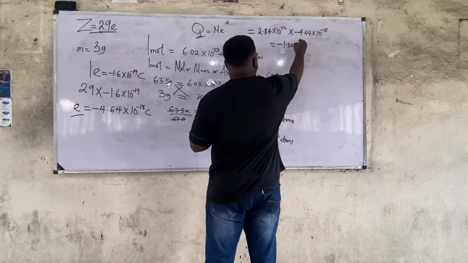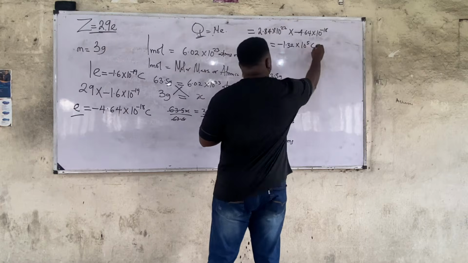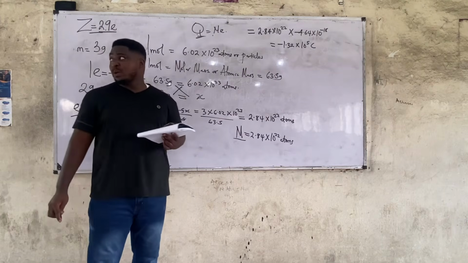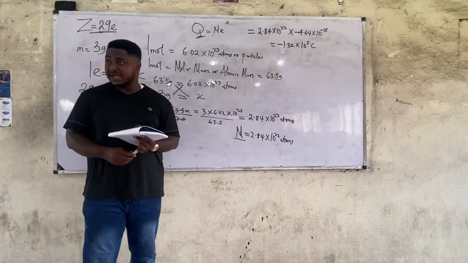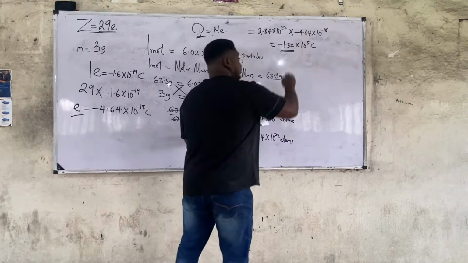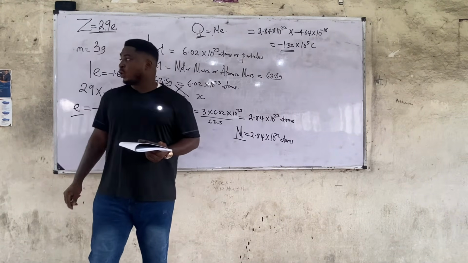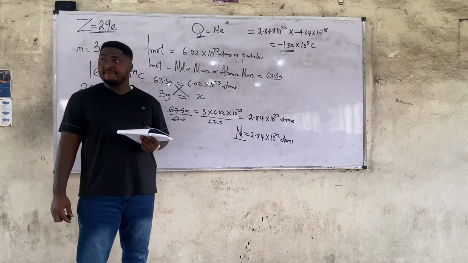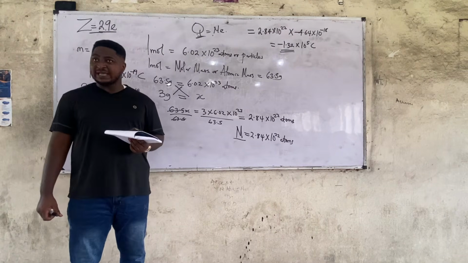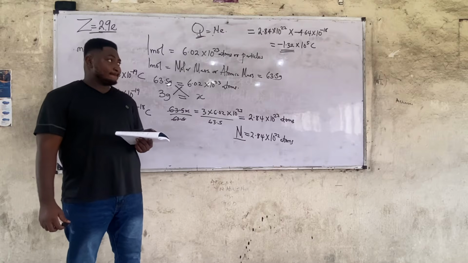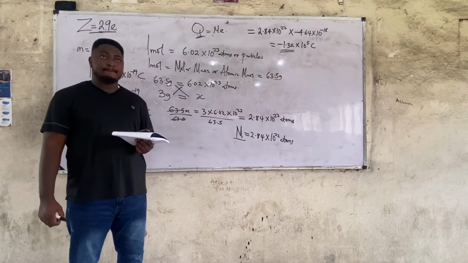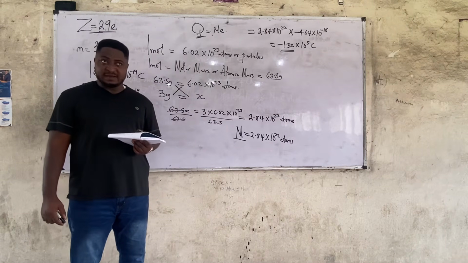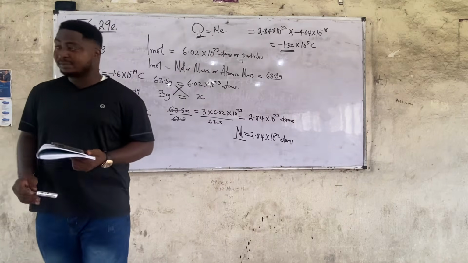You have something like this: minus 1.32 times 10 raised to power 5 Coulomb. That is the total quantity of charge. Do you have something like this? Good. Final answer. If we are lost, I'll come again.